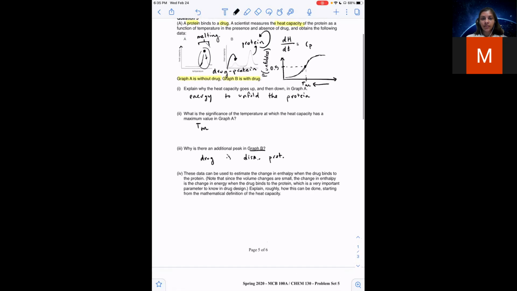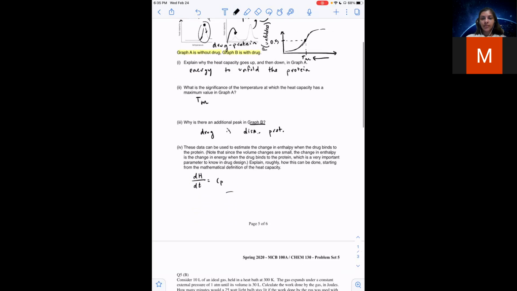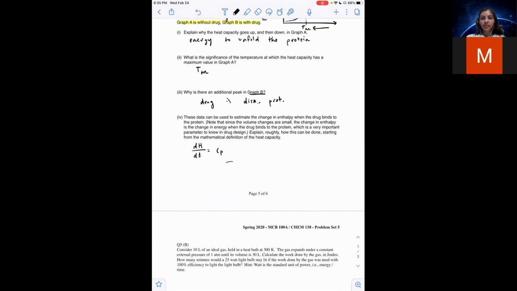Now we're getting a little bit more into part 5. We're going to get to use this equation finally right here, so I'll just copy it down there. And we're asked if we can basically estimate the change in enthalpy when the drug binds to the protein. So we start with this equation, and we can do some calculus on this.